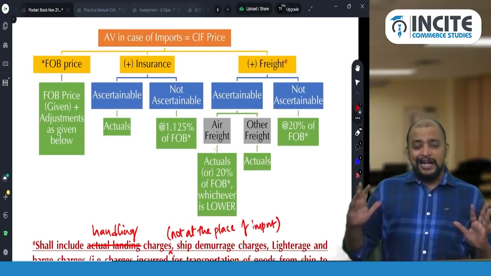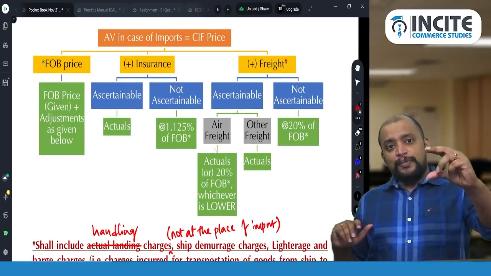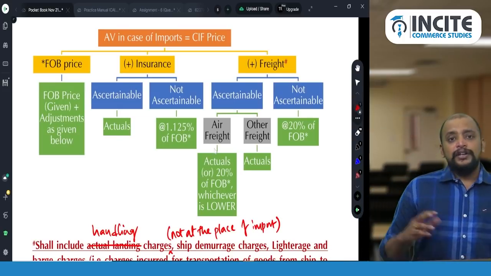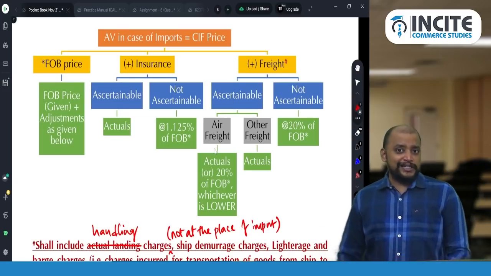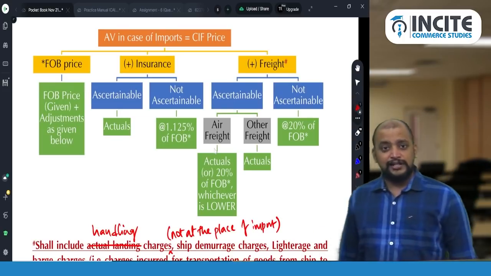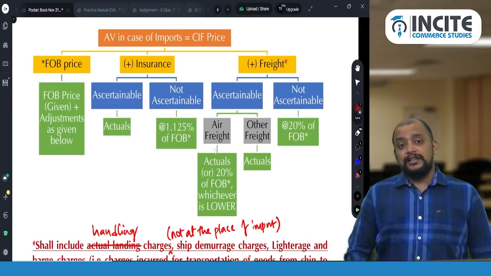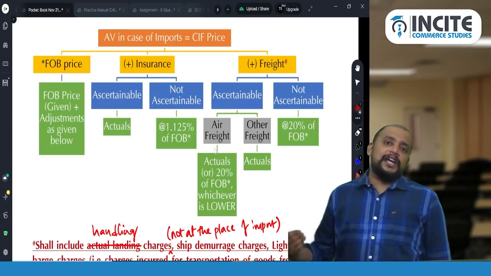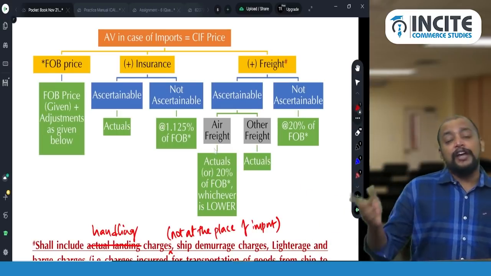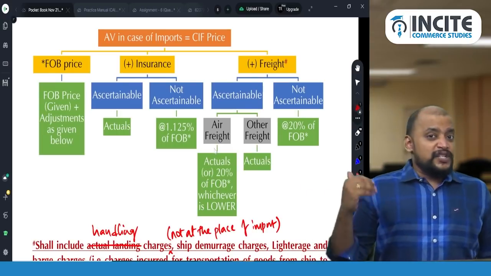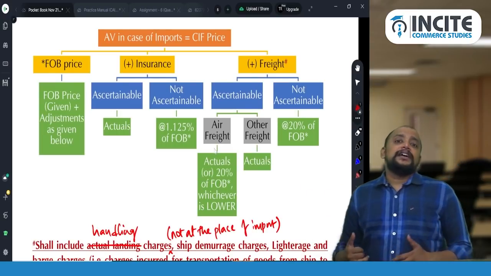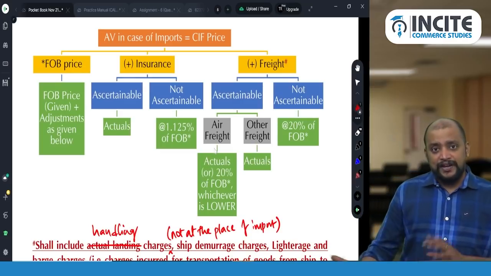Suppose in the exam, FOB price is given in the question. Now insurance: ascertainable or not ascertainable? If ascertainable, given in the question itself, take actuals. Only when it is not ascertainable, that is not given in the question, you need to take 1.125% of FOB. Whereas freight, we need to check if it is air freight or other freight.